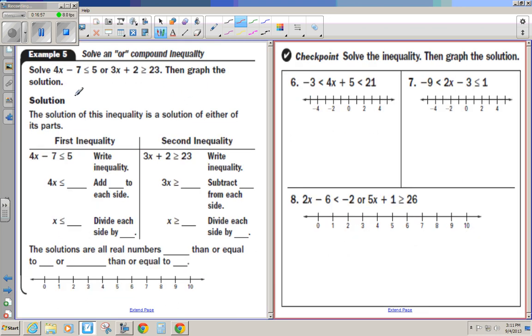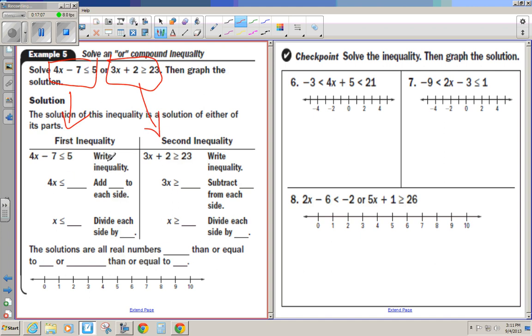All right, solve an OR compound inequality. It's the same setup. You're doing it twice, though. Look at the first one right there, and then do the second one. So 4x minus 7 is less than or equal to 5. Write the inequality. Add 7 to both sides. 4x is 12. Divide by 4. You get 3. So the solutions are all real numbers less than or equal to 3.